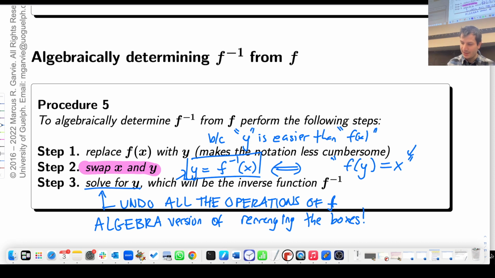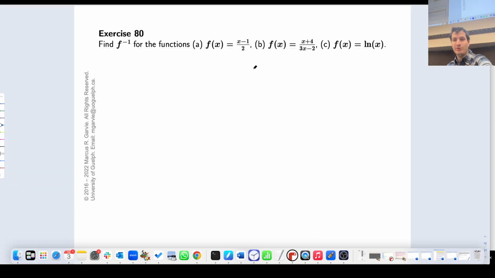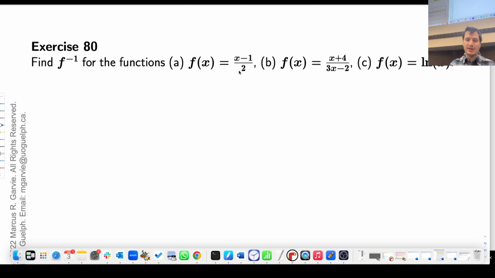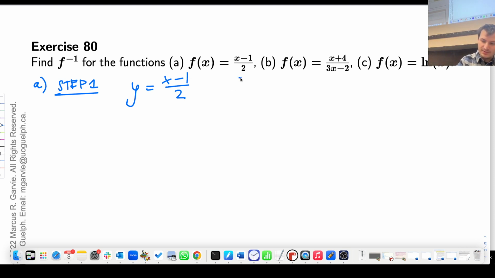Okay, let's see an example. And the example we're going to do is the example we just did. We're going to do it with algebra instead. So f of x is x minus 1 divided by 2. Step 1 says, let's write that as y equals x minus 1 divided by 2. So step 1, we replace f of x with y. It's just easier to write. And again, this is the equation y equals f of x. That's all we've done.